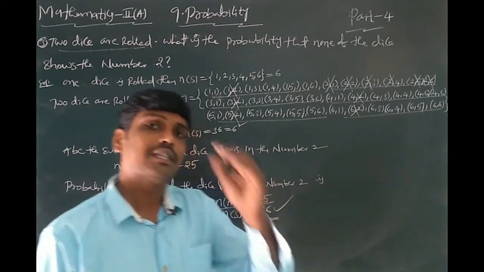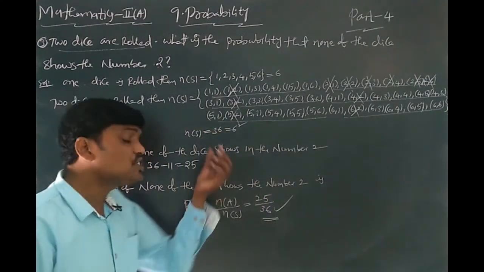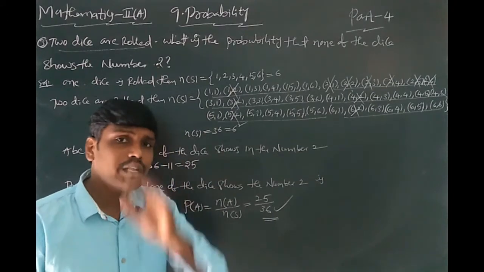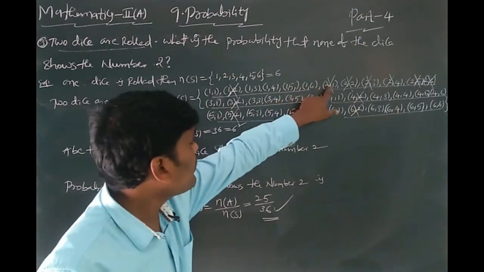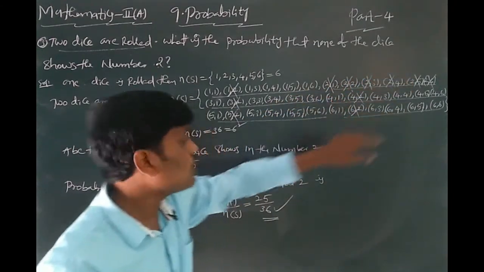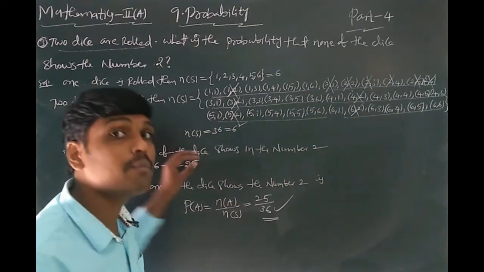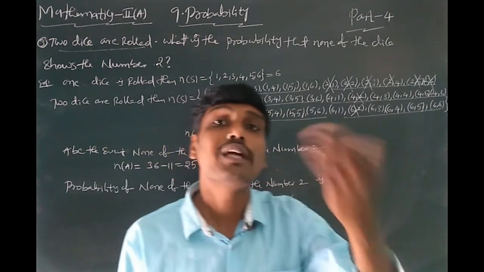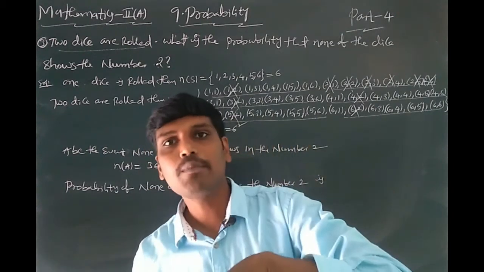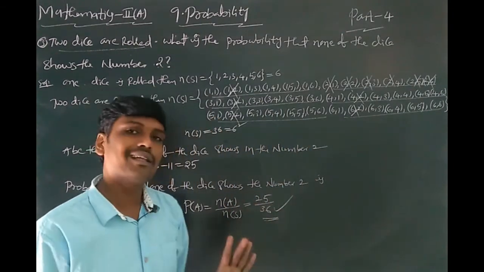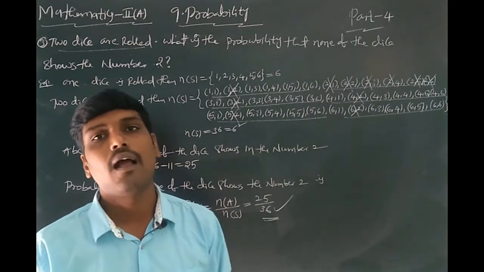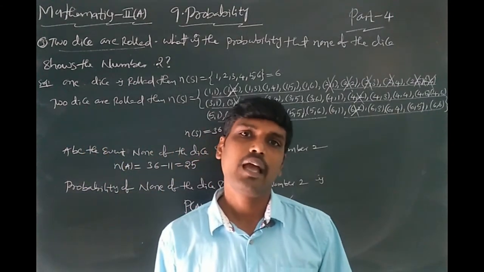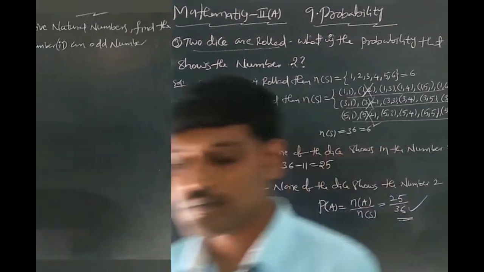Here, the probability that a die shows the number 2 is 11 by 36. The probability that none shows the number 2 is 25 by 36. This is also an expected four marks problem in the IPE examination.